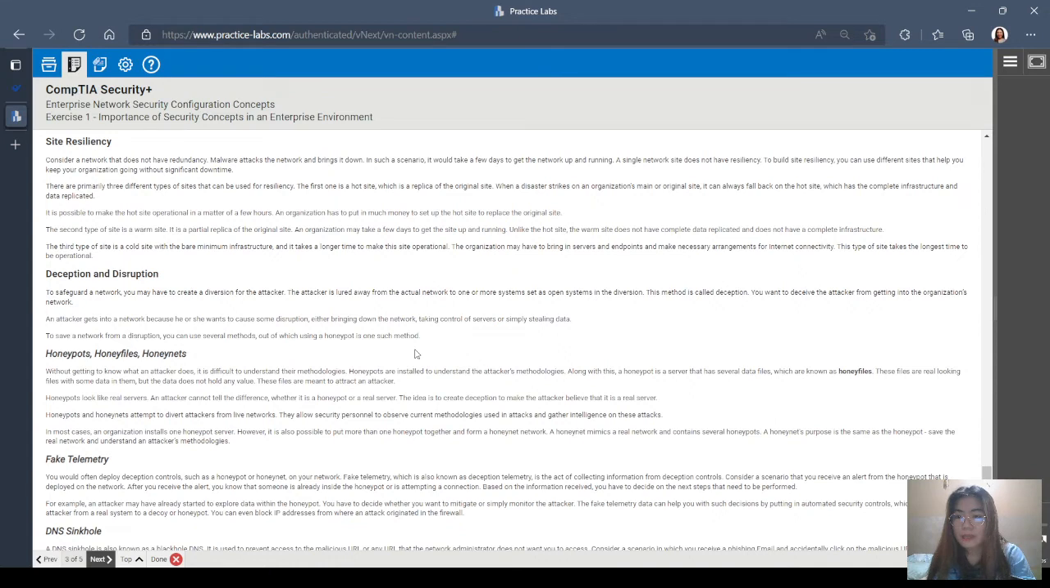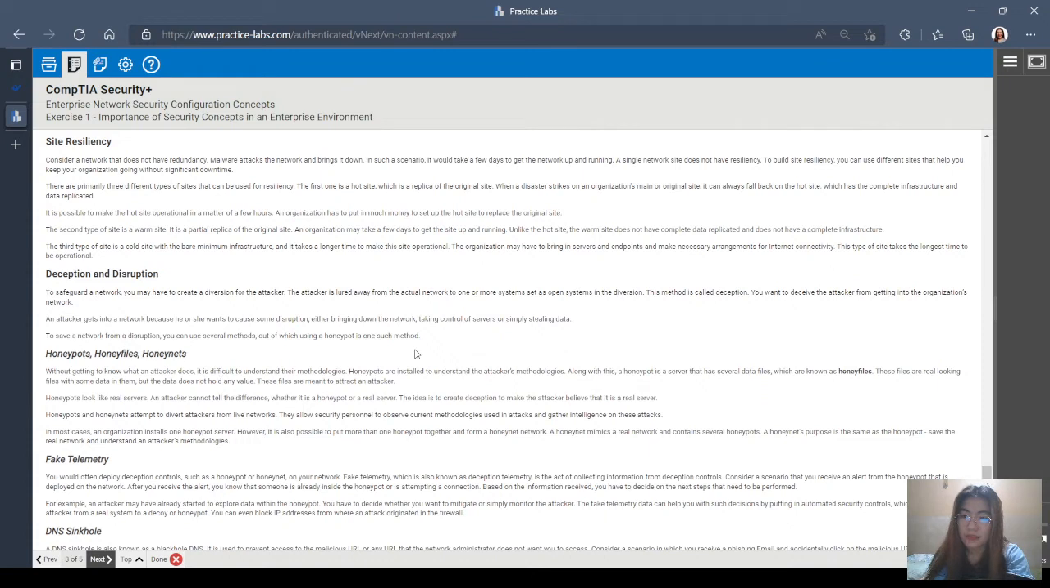There are primarily three different types of sites that can be used for resiliency. The first one is a hot site, which is a replica of the original site. When a disaster strikes an organization's main or original site, it can always fall back on the hot site, which has the complete infrastructure and data replicated. It is possible to make the hot site operational in a matter of a few hours. An organization has to put in much money to set up the hot site to replicate the original site.